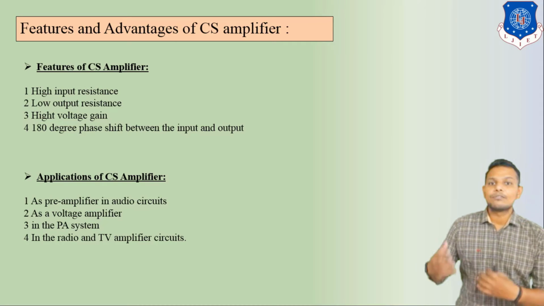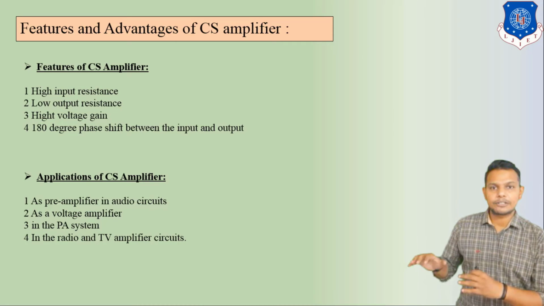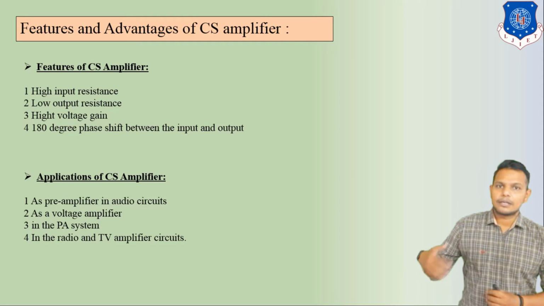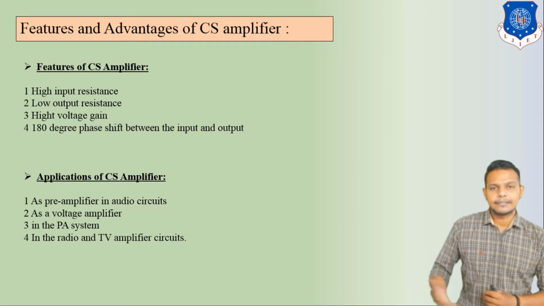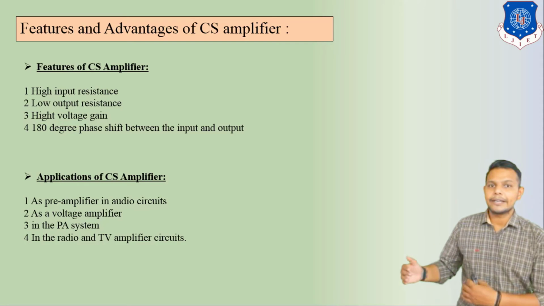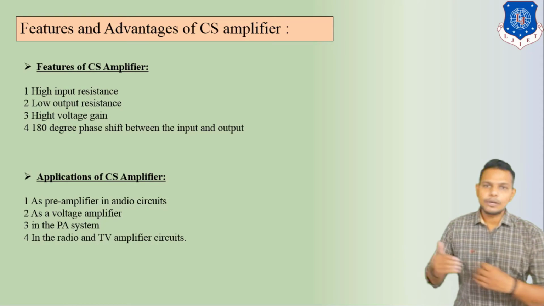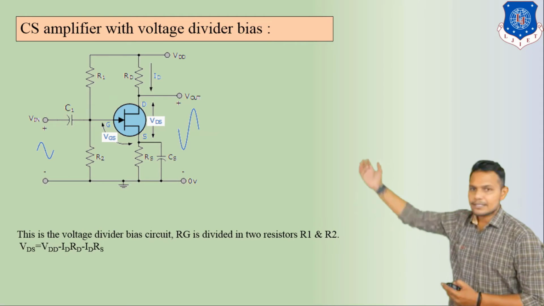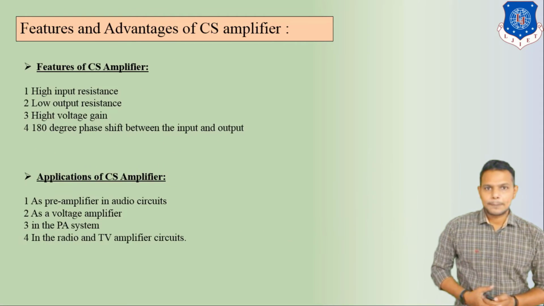Number 3, high voltage gain. That's why we prefer this compared to the BJT. So its voltage gain is higher than the BJT. And number 4, 180 degree phase shift between the input and output, as we discussed here. We will discuss about it in characteristics.